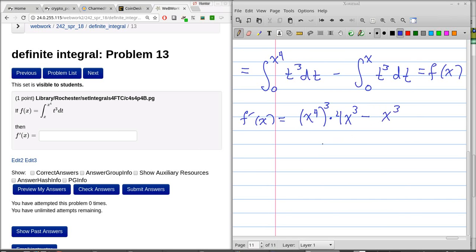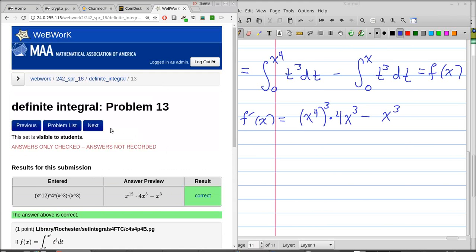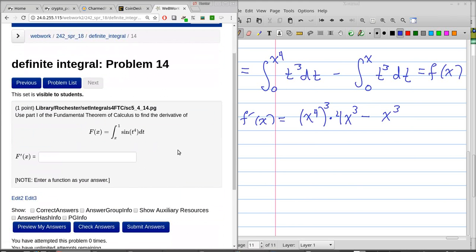All right, I really hope this is the last question. We've got x to the 12th power, and just in case it's not smart enough to realize those go together, we'll put in parentheses. It's 4 times x cubed minus x cubed, which is correct, of course, because I'm infallible.